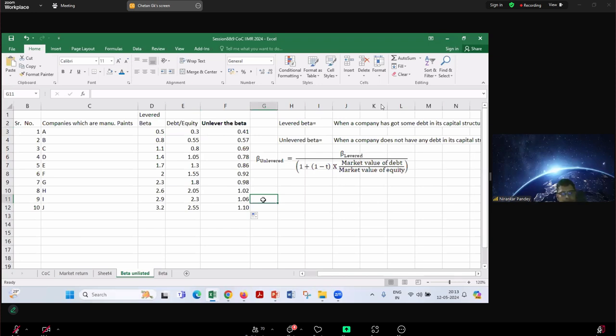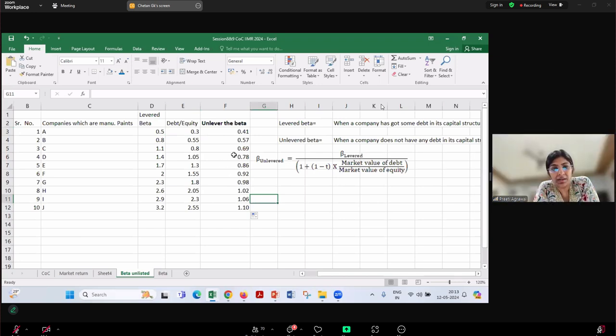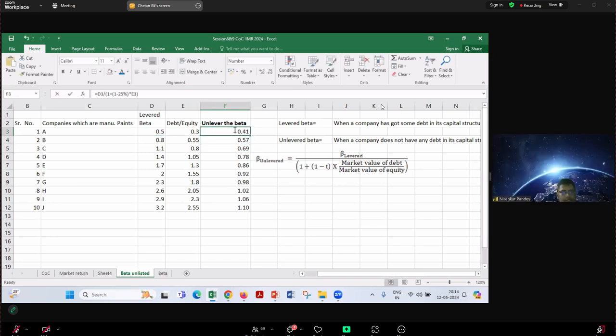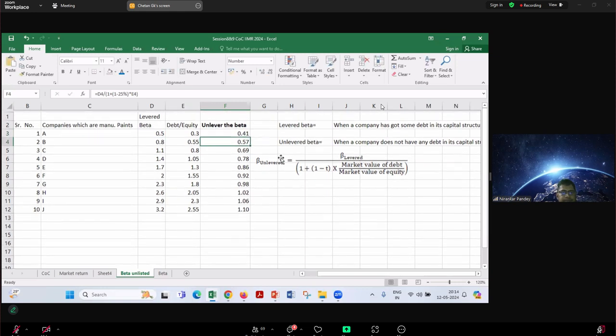So T is 25. Where have you taken that? Pardon? 1 minus T, 1 minus 25% you took right now. Corporate tax is 25%. For your company, whatever the tax rate is there, you have to take that. While doing your project, whatever the tax rate is there, you have to take that. Is it fine? Okay. And sir, what is the significance of calculating this unlevered beta? In next 2 minutes, you'll understand.